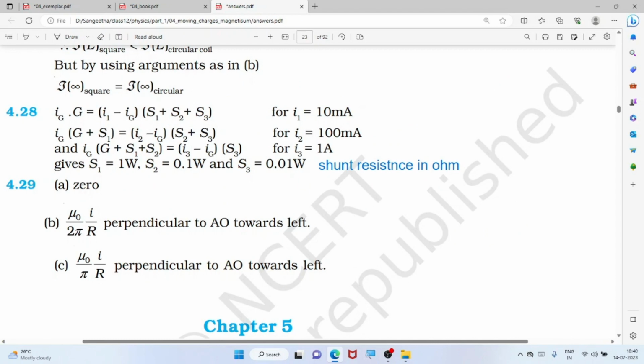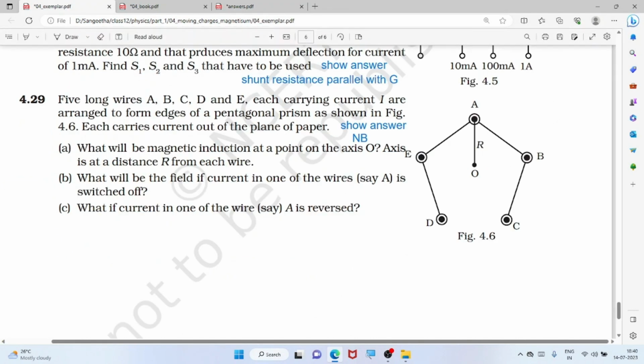This is for the symmetrical case, this is 0, and then for the second condition, third condition. What will be the magnetic field at point O? Because of symmetry, that is 0. What will the field be if one of the wires, A, is switched off? When it is switched off, the effect of the other currents is opposite to this.